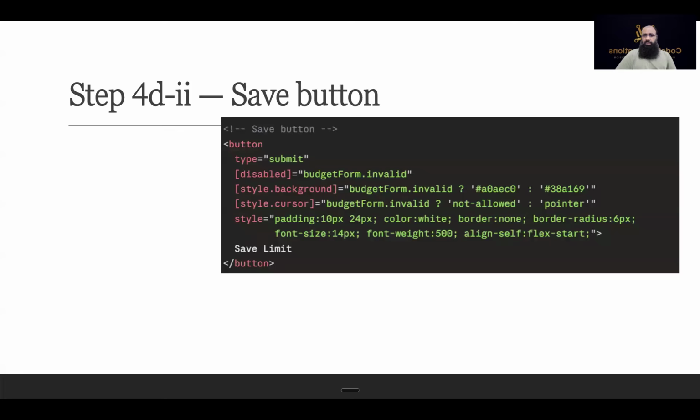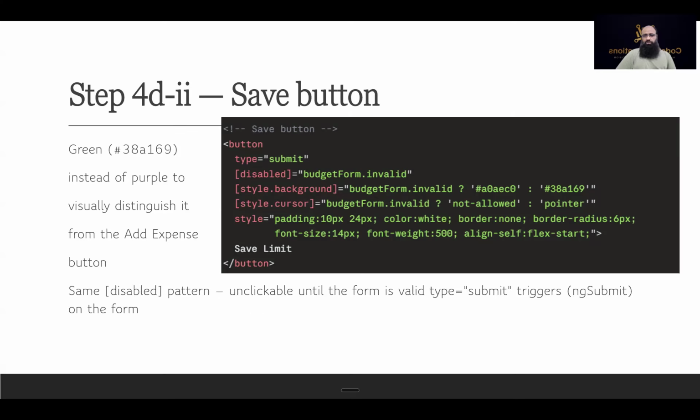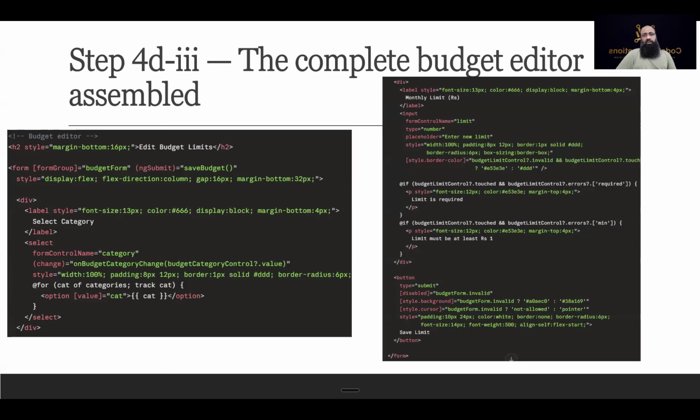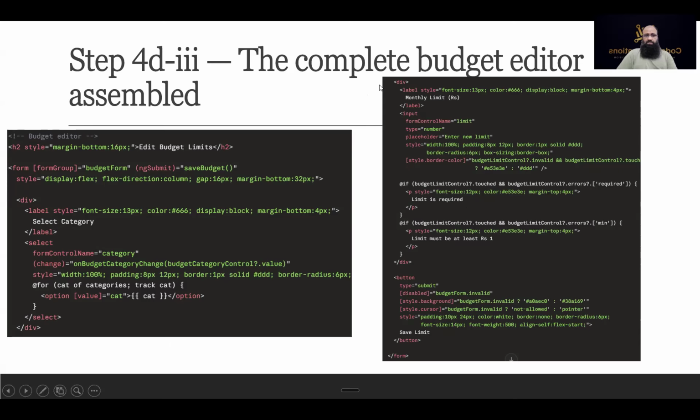Then comes the save button, which we are going to add over here in the HTML. And again, with similar lines, it's going to change from purple to another color, green, and the same disable pattern is going to be used here as well. Let's quickly see the complete budget editor being assembled. From the left, you can see we have a form group, then a div over here, and on the right, we have another div, with this button.